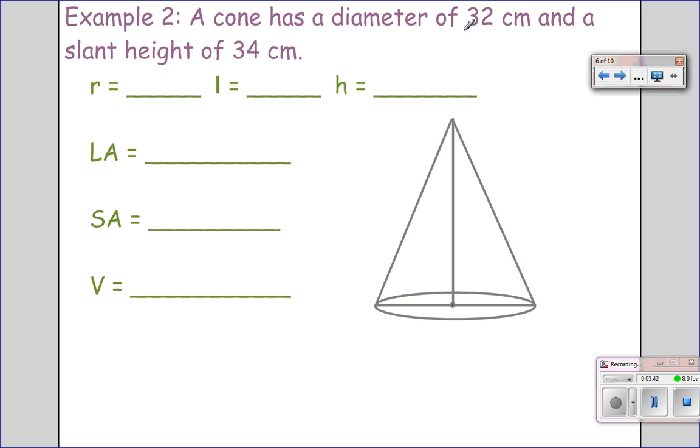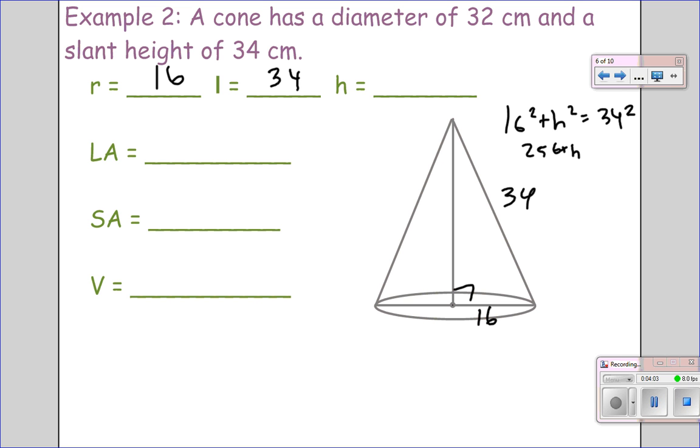And welcome back. So we have a cone that has a diameter of 32 centimeters and a slant height of 34 centimeters. The diameter is 32, so the radius will be half, so 16. The slant height is 34. So we need to use the Pythagorean theorem to figure out what the height of the cone is. 16 squared plus height squared equals 34 squared. So 256 plus height squared equals 1156. So we subtract 256 on both sides, so height squared equals 900. Square root that, so the height is 30.